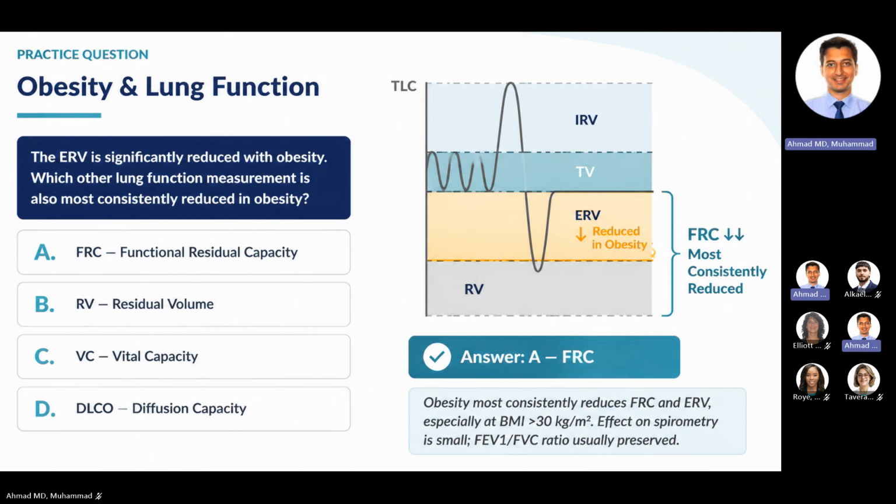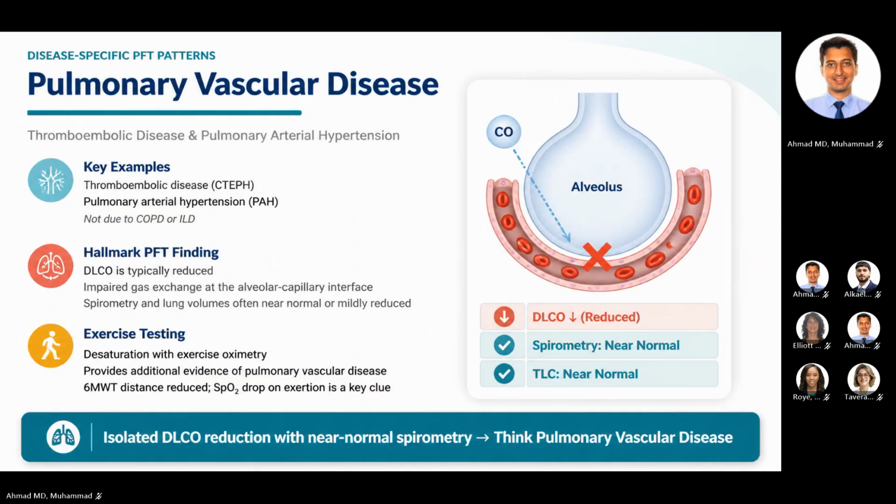In individuals, as I said earlier, who are obese, their FRC and expiratory reserve volume are reduced, especially for BMIs greater than 30 kilograms per meter squared. In pulmonary vascular disease, you have a lack of diffusion between the alveolus and the capillary which surrounds it. Their spirometry is near normal. Their total lung capacities are near normal. You suspect this classically in thromboembolic disease and in individuals with pulmonary arterial hypertension.